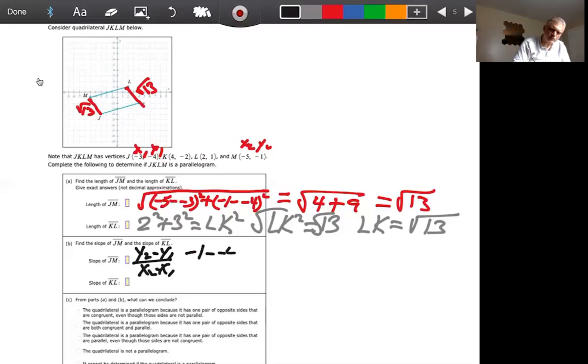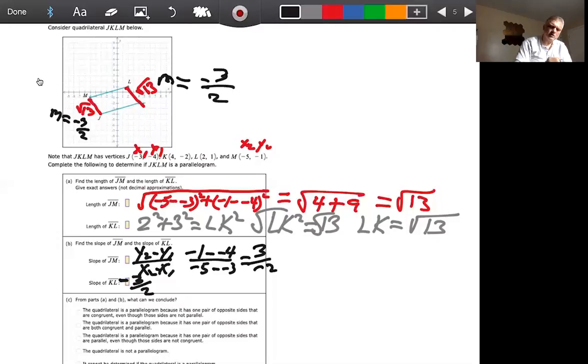So -1 minus -4 over -5 minus -3. -1 subtract -4 is 3. -5 minus -3 is -2. Okay, so the slope of JM is -3 over 2. For KL, we used the Pythagorean Theorem before. So let's do the rise over run. Okay? So we would rise 3, we would run 2, and it's going down to the right. It's falling to the right, so it's a negative slope. So you could quickly just look at this one and say the slope is -3/2.